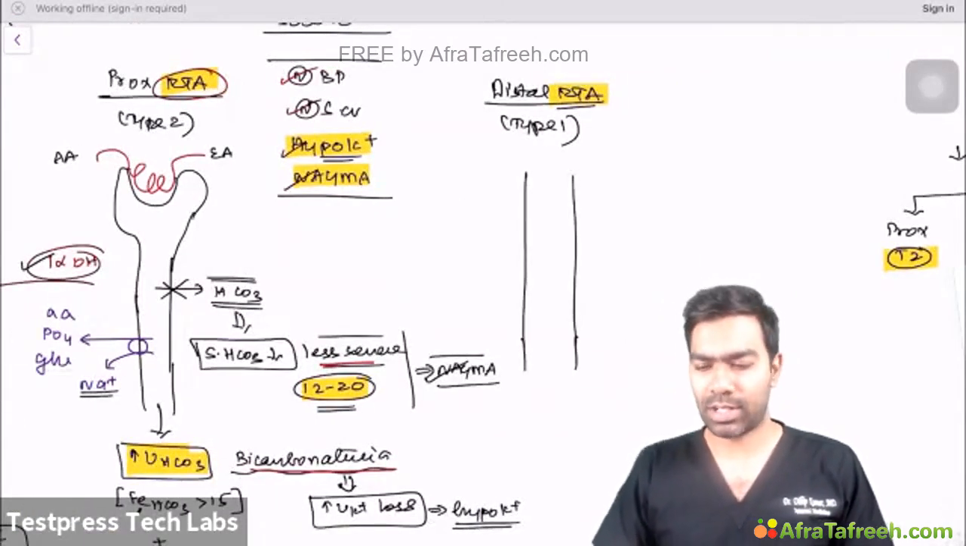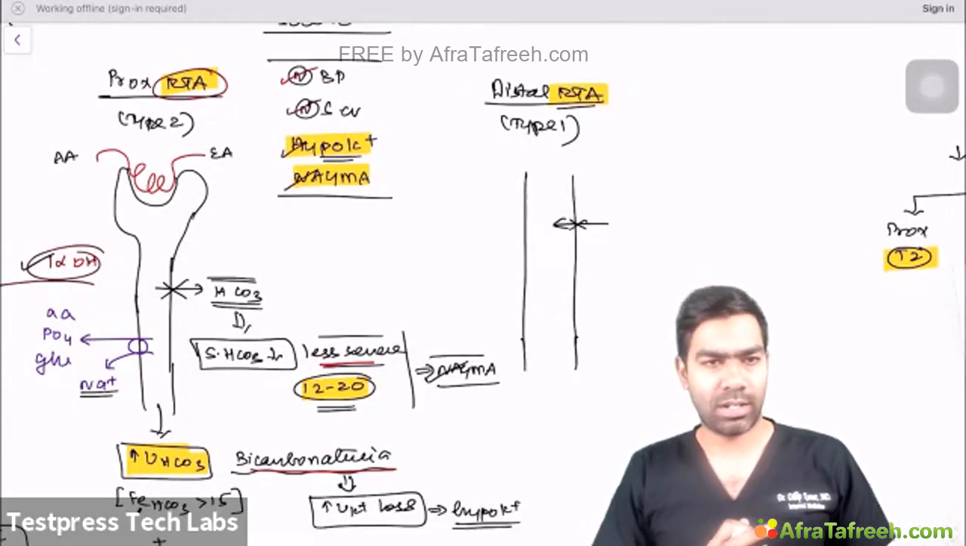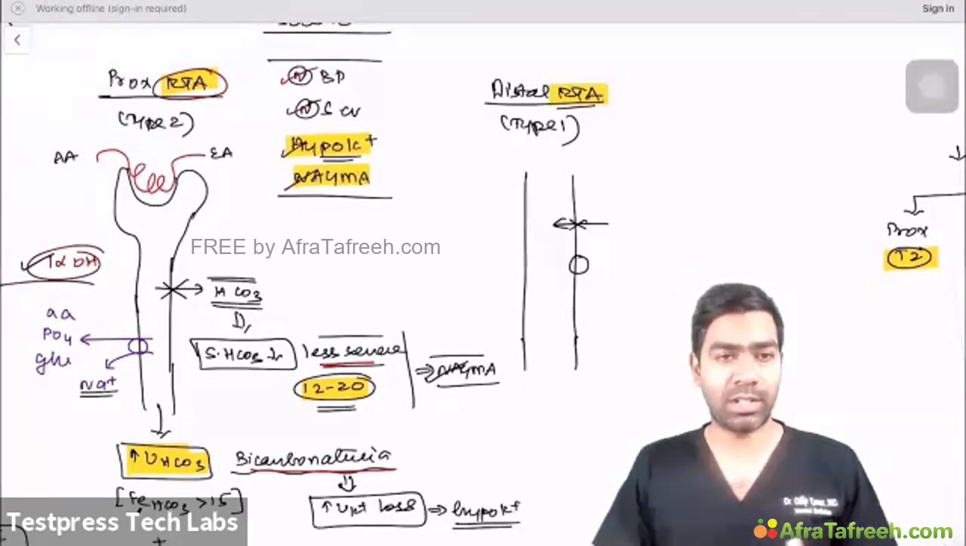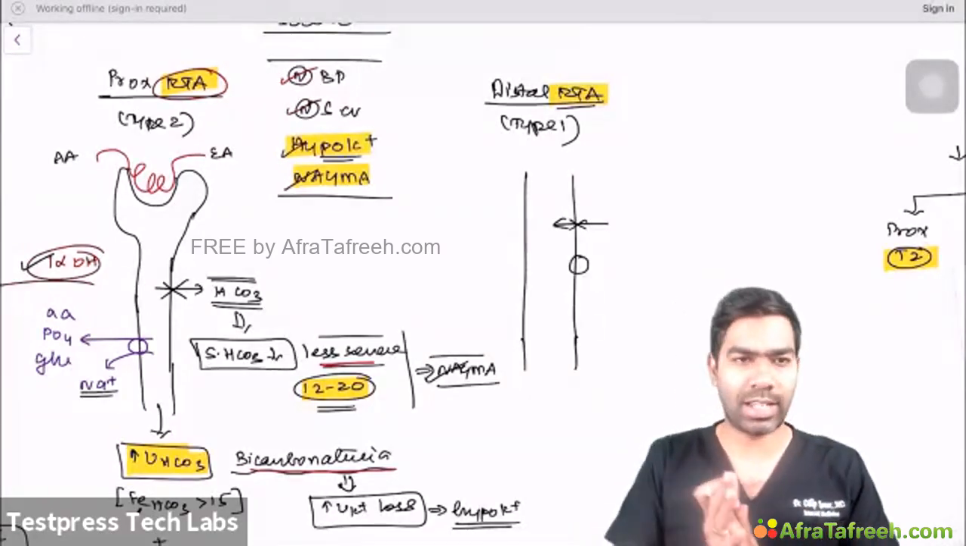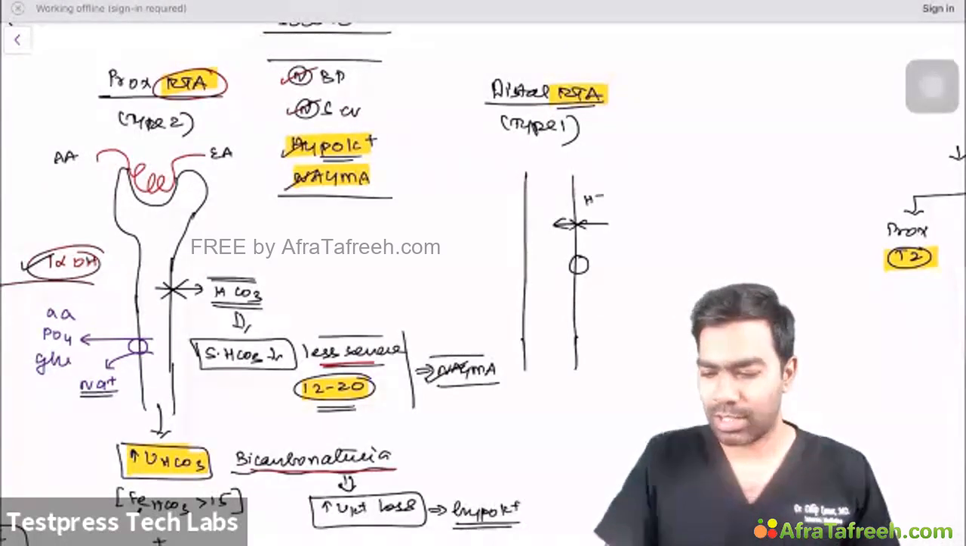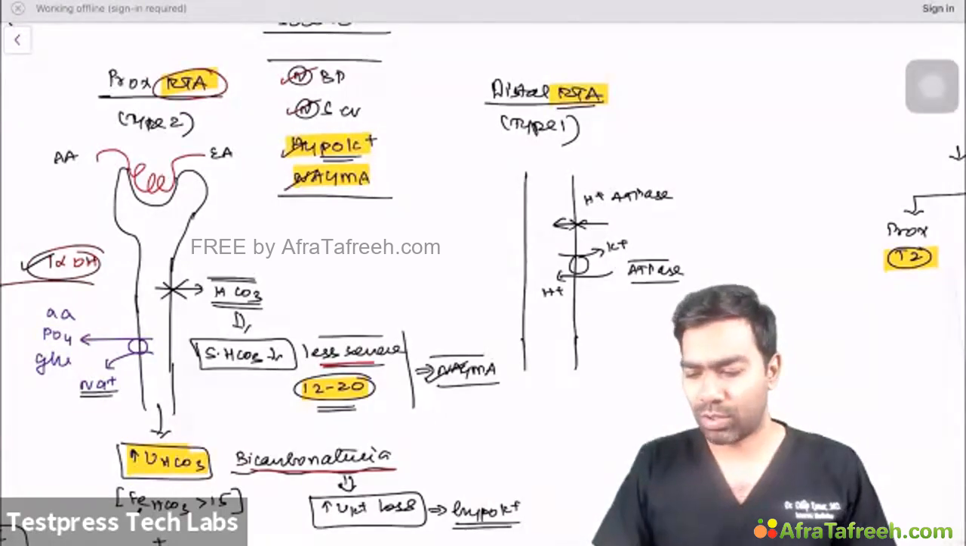As far as type 1 is concerned, the problem here is that H plus cannot be secreted. So that is the main problem here. I told you the functionality of the tubule is lost in secreting H plus. We know there are 2 ways where you can secrete the H plus. One is this H plus ATPase, which is going to secrete H plus. The second is this K plus H plus ATPase. Even that is also going to secrete H plus.